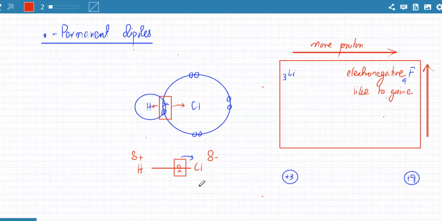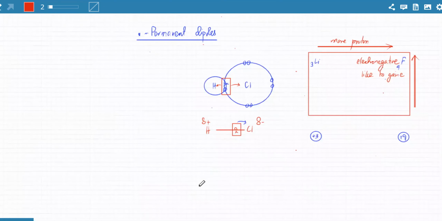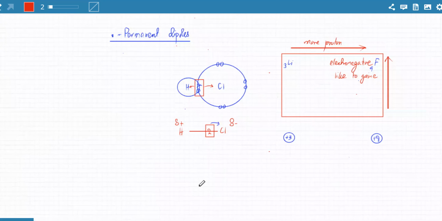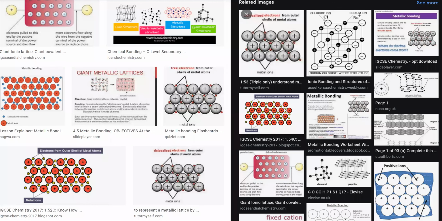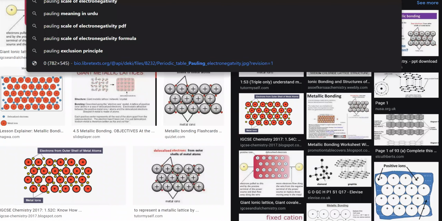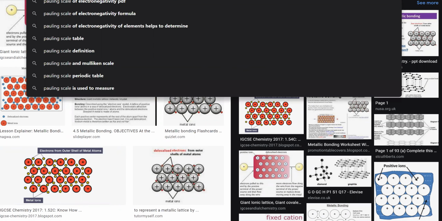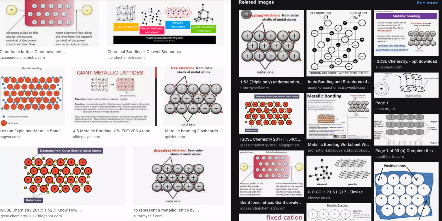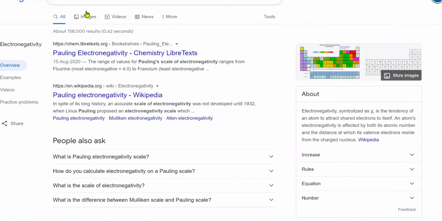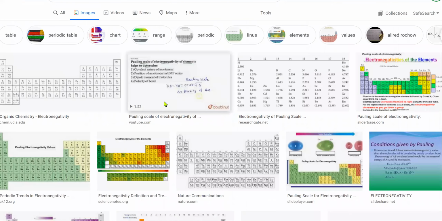Yes, sir. So next time, we can have a look at the Pauling scale, which is not in your exam course. But I'll just give you an idea.